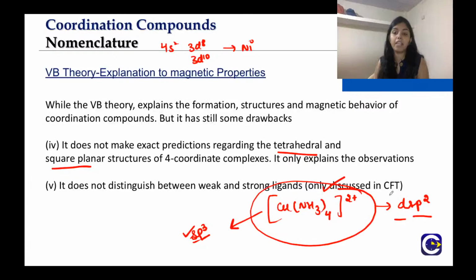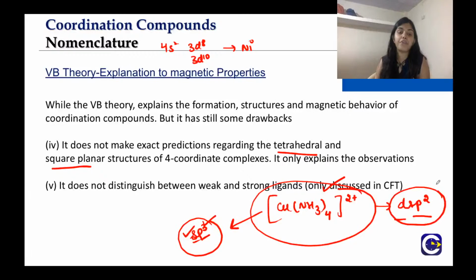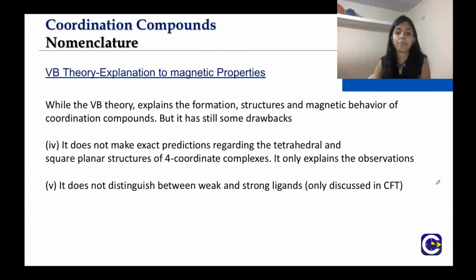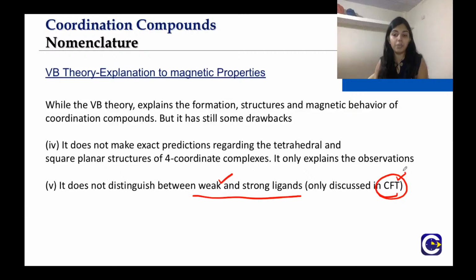So it explained that one electron will be shifted to the p orbital. Otherwise, according to valence bond theory, the structure should be of sp3 hybridization, right? But it is actually dsp2 hybridization. So this is one important drawback of valence bond theory. Now, it does not distinguish between weak and strong field ligands, right? It is discussed by crystal field theory rather, which we will be doing in today's class.